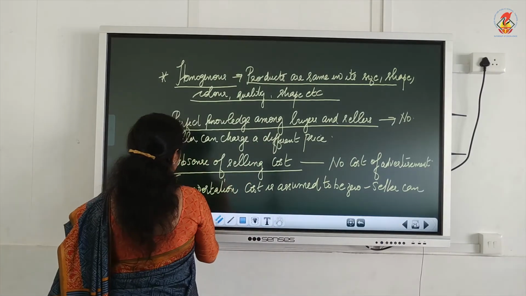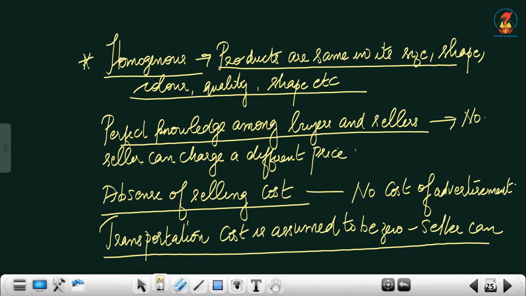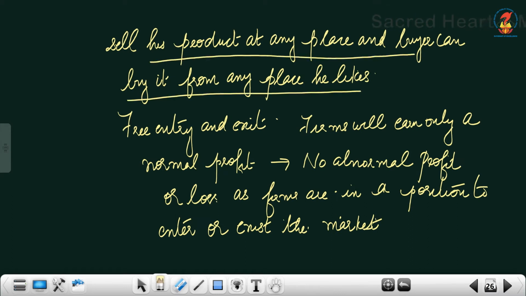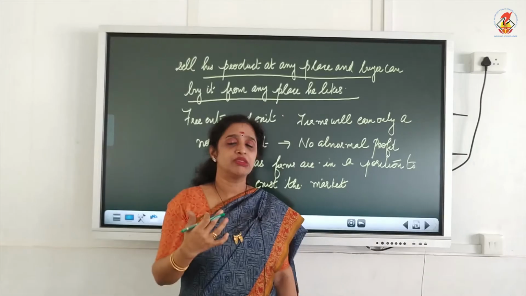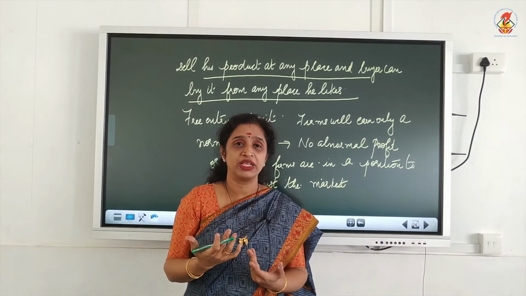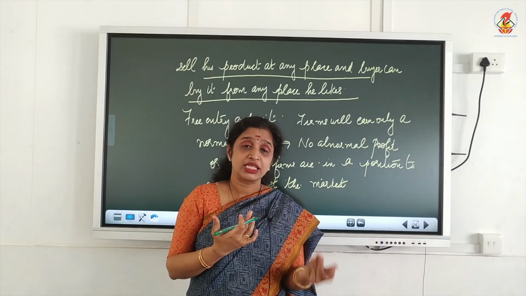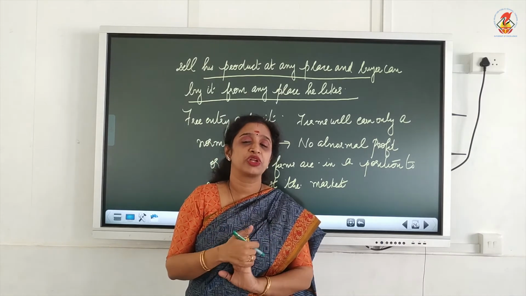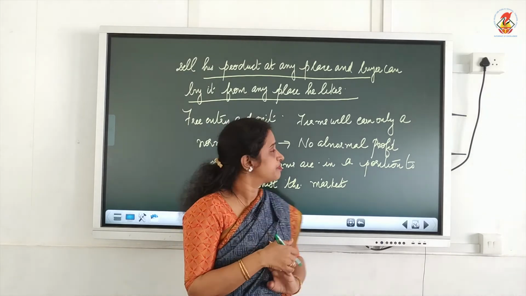Now, next is transportation cost, which is also assumed to be 0, because sellers can sell their product at any place and buyers can buy it from any place they like. Sometimes a buyer will be buying that particular product on the way to some place. The seller also can sell it at any place he likes. Therefore, no transportation cost is assumed here.